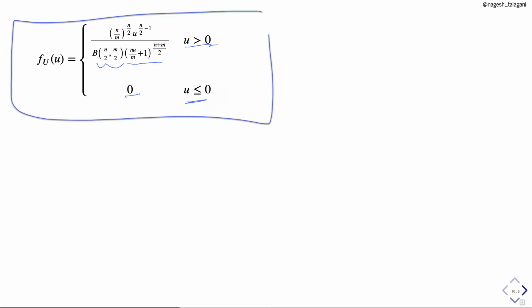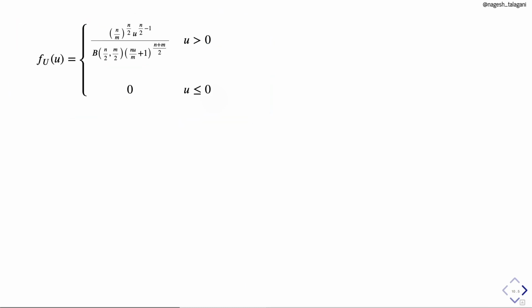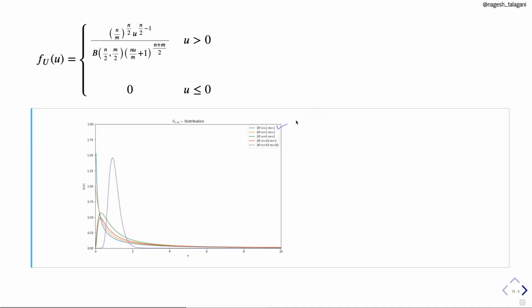Now let me show you the sketches of the PDF of the F distribution for various values of n and m. This is for n equal to 1, m equal to 1. This is for n equal to 2, m equal to 1. This is for n equal to 5, m equal to 2. This is for n equal to 10, m equal to 1. This is for n equal to 50 and m equal to 50. Fine?